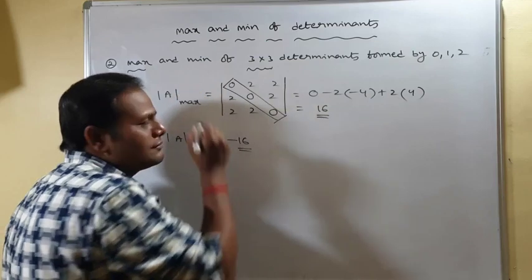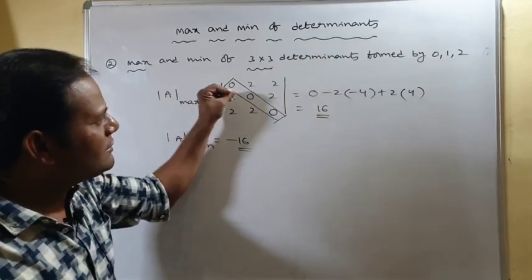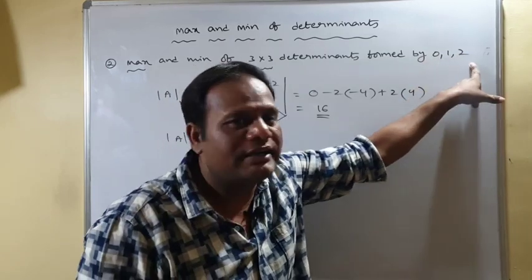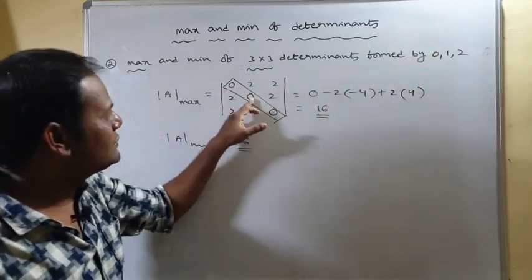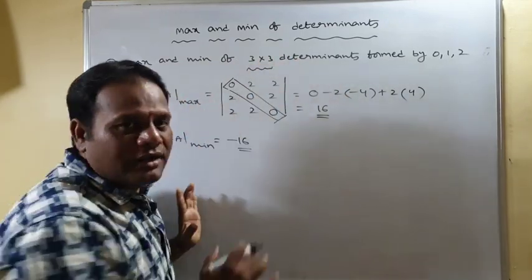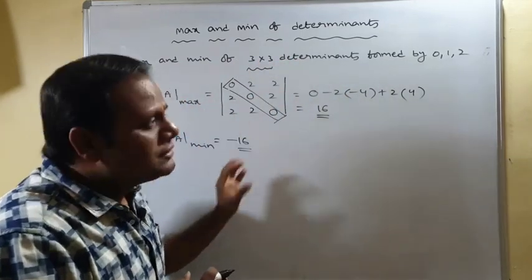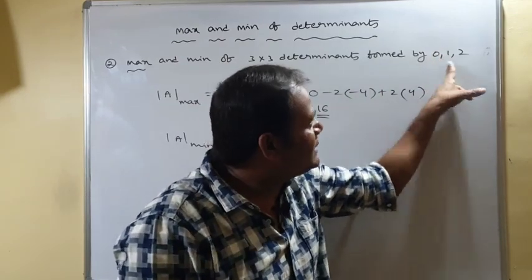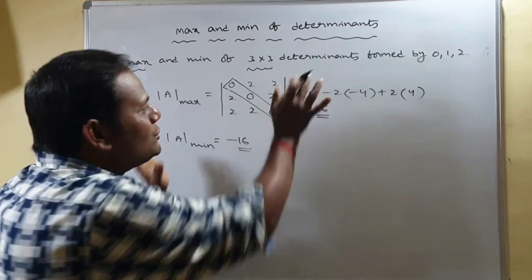So here what you have to remember to get maximum determinant, that is in place of diagonal elements, you take the small element. What is the small element in this? That is 0. So 0, 0, 0. In place of non-diagonal elements, you should take the greatest one. What is the greatest one in this? 2. So you take 2.